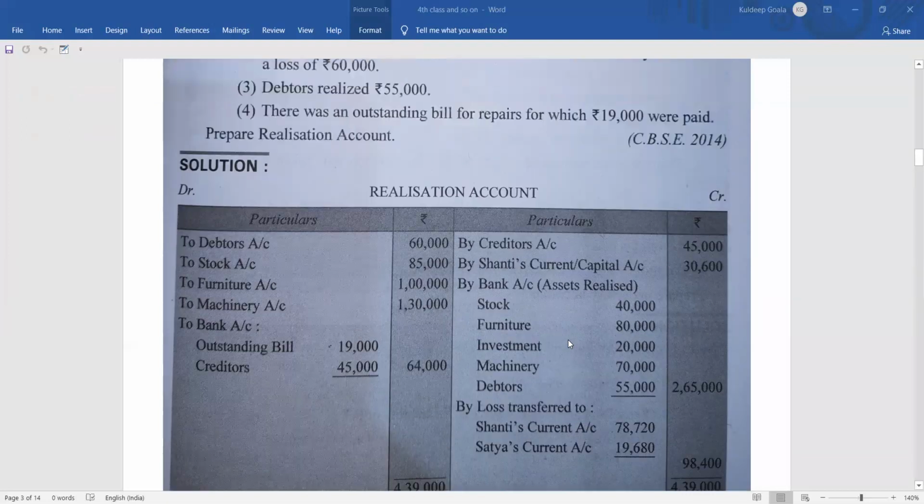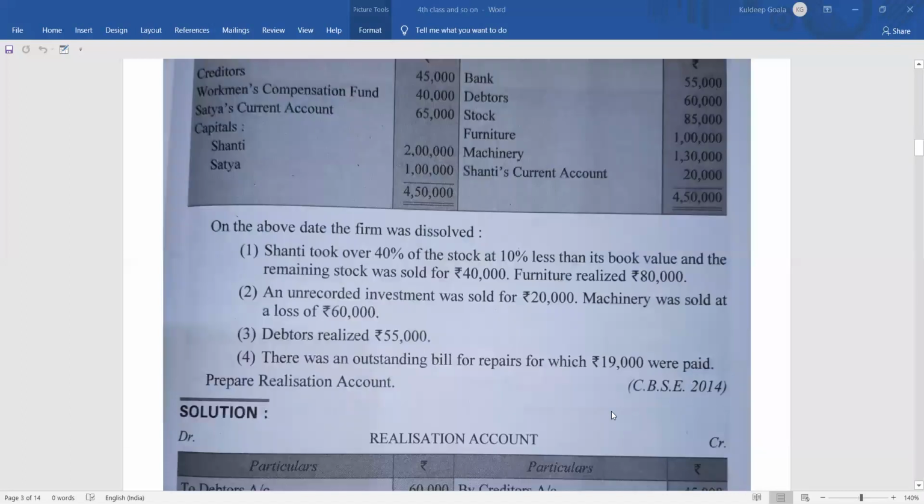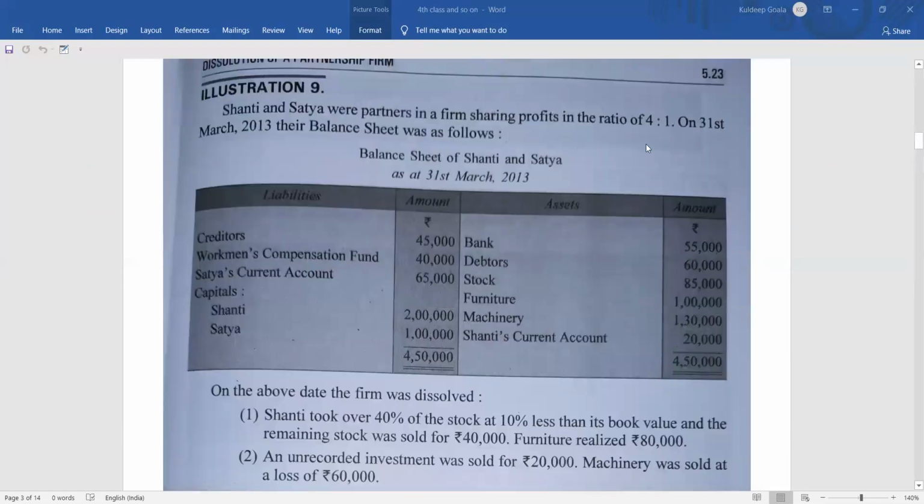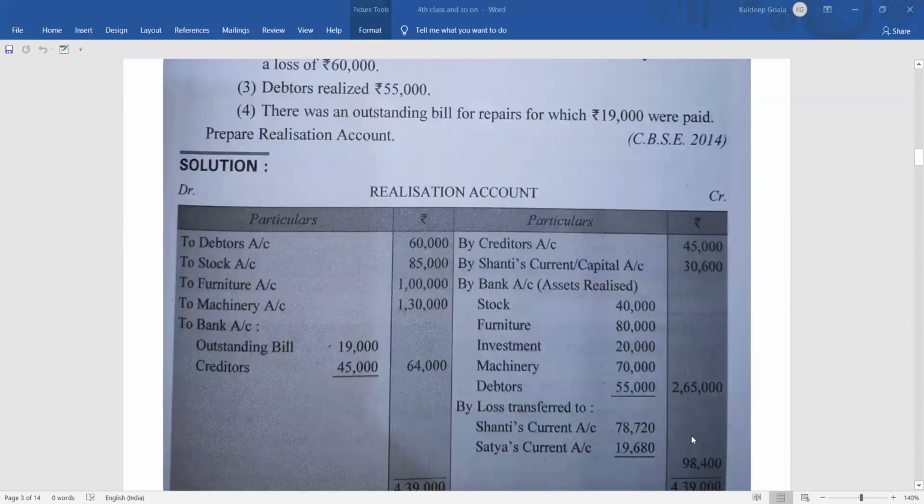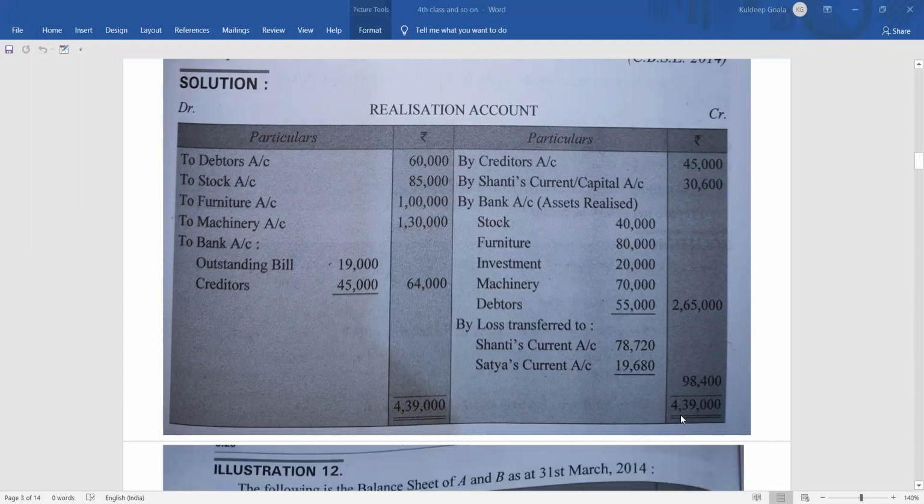Okay, what is the profit sharing ratio? If it is not mentioned, it is equal, and if it is mentioned, yeah, it is mentioned 4:1, so it will be 4:1. So this 98,400 will be transferred to partners capital or current account in their profit sharing ratio, that is 4:1. That's 4:1, right? So 4/5 and 1/5, that is 78,720 and 19,680. Okay, the total is 98,400. This is how the transaction is settled.